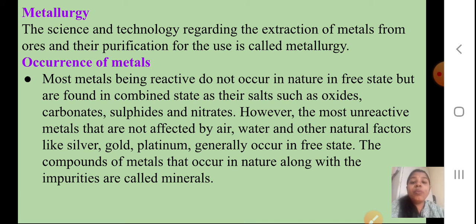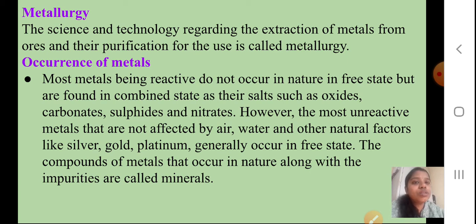Occurrence of metals. Now where do we find these metals? Most metals, being reactive, do not occur in nature in a free state, but are found in a combined state as their salts such as oxides, carbonates, sulfides and nitrates. So in combined states you get them. However, the most unreactive metals that are not affected by air, water and other natural factors, like silver, gold and platinum, these three occur in the free state in nature.